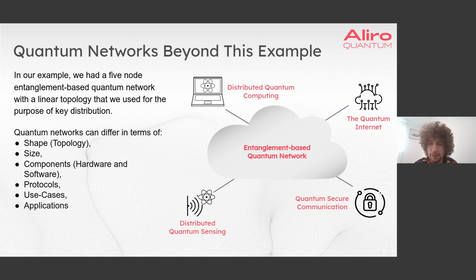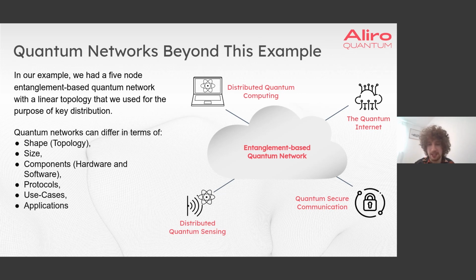The quantum network in our example had a linear topology. That is, there was only one path between the 2 end users. It was 200 kilometers long. It employed hardware, software, and protocols to carry out its specific goal, which was to be used for QSC and specifically for BBM92 key generation.